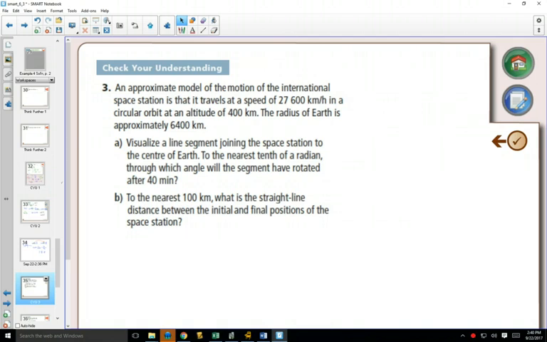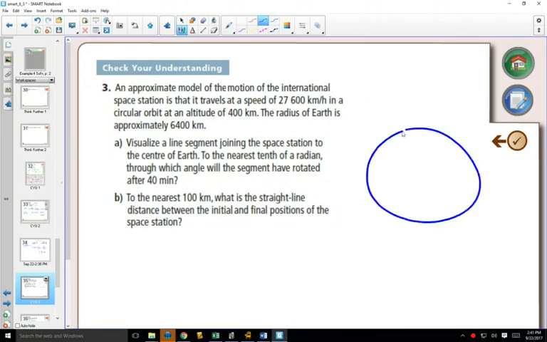It says visualize. If it says visualize, it probably says draw a picture of this. So let's make our globe here. Should we include some countries?